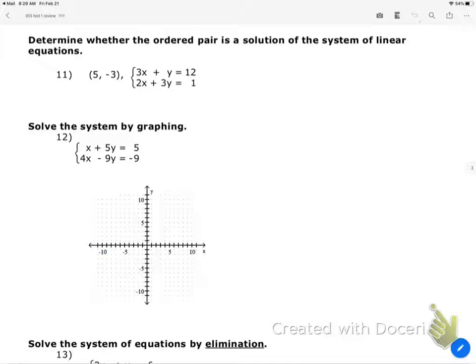Right, determine whether the ordered pair is a solution. Now all you're doing is checking to see if this x and this y will equal 12 in the first and 1 in the second, okay? So I've just got to plug them in.